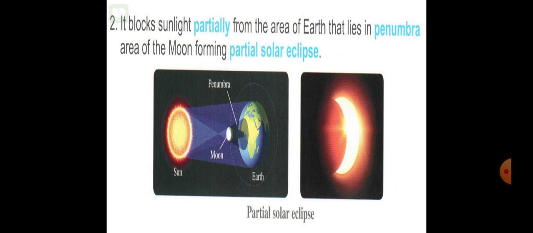Case number 2, maybe the moon blocks the sunlight partially from the area of the Earth that lies in the penumbra area of the moon, forming partial solar eclipse. So if the moon blocks all the sunlight, total solar eclipse will happen. If the moon blocks part of the sunlight, partial solar eclipse will happen. And this is the shape of the partial solar eclipse.